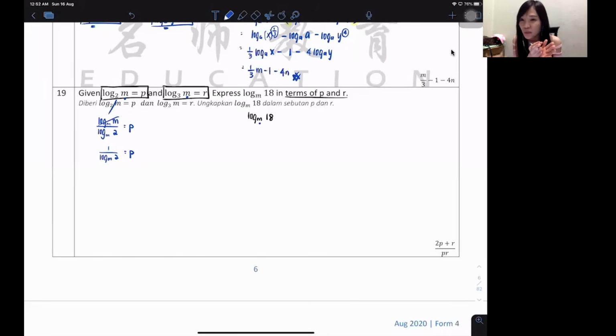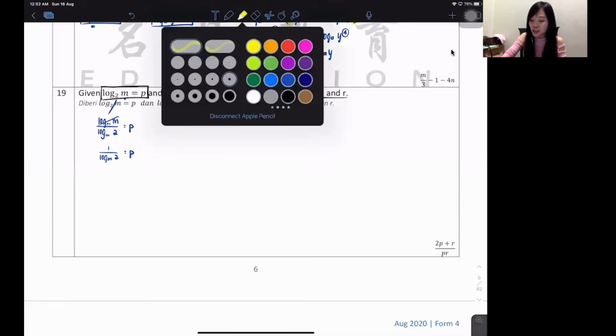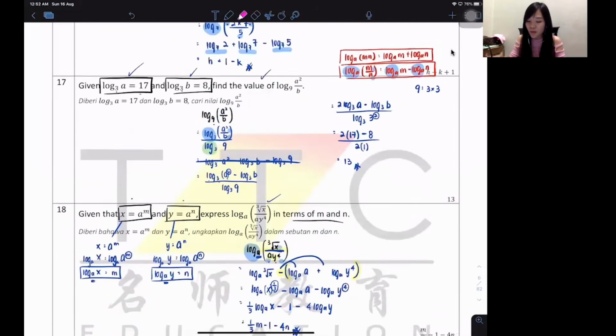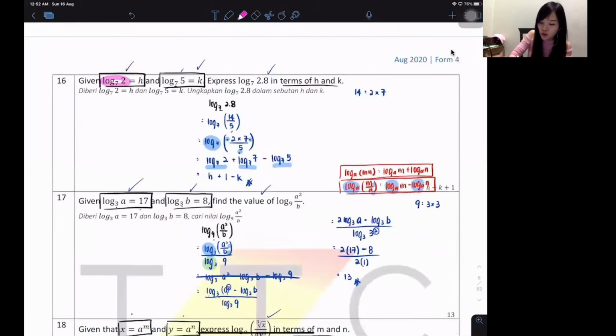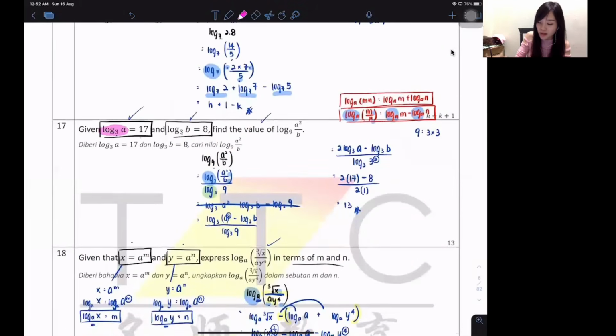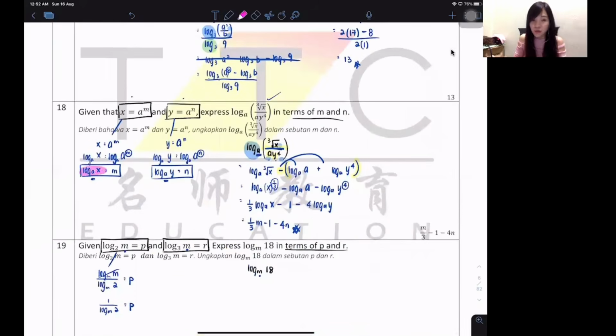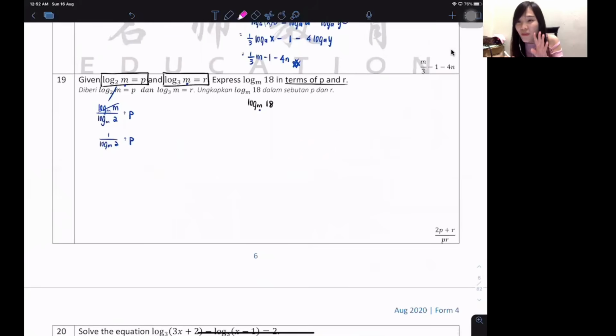Guys, don't tell me you stop there. You know why? Because just now, every single question, all my information, I just want to know log can equals to what? I never want to know 1 over log. I want log. So what can I do? You guys can move it around to have log alone.